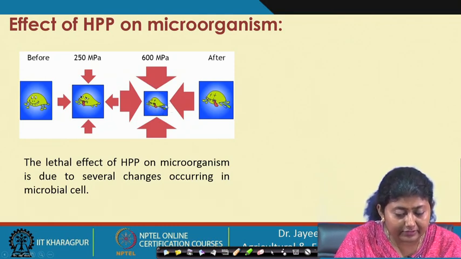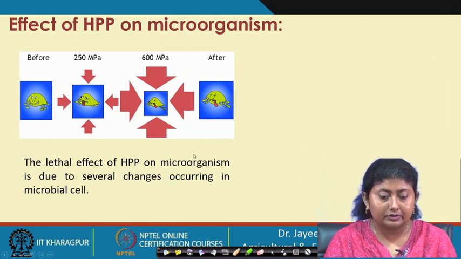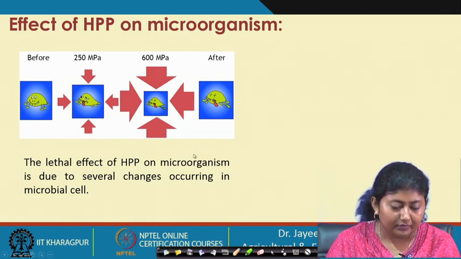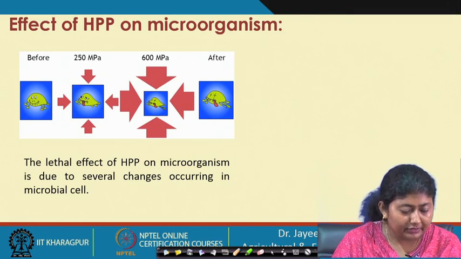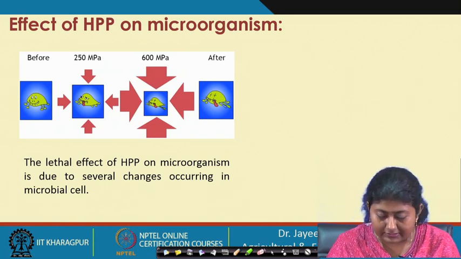When we release the pressure and bring it back to normal condition, the microbes cannot grow again and contaminate the food. The lethal effect of HPP on microorganisms is due to several changes occurring in the microbial cell.